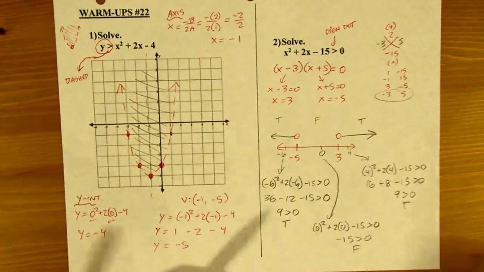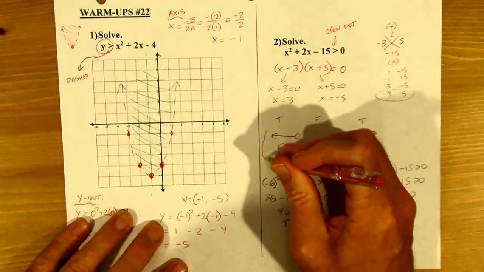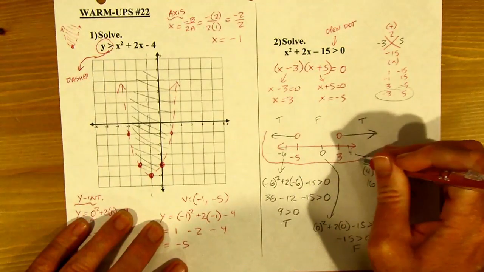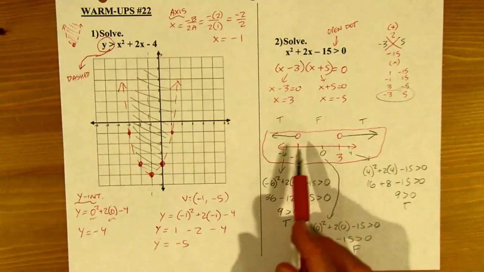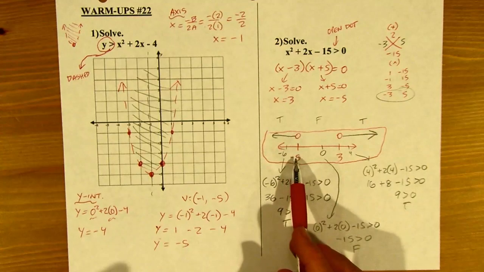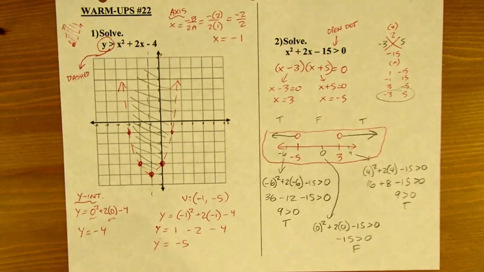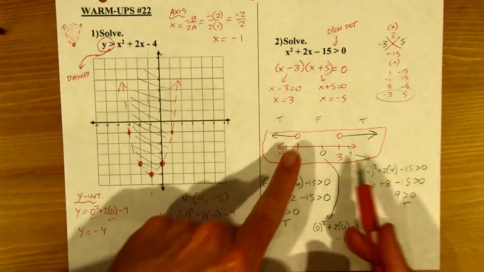I like to just write my solutions as number line graphs, but you could also write 2 different inequalities. You could say x is less than negative 5 or x is greater than 3.